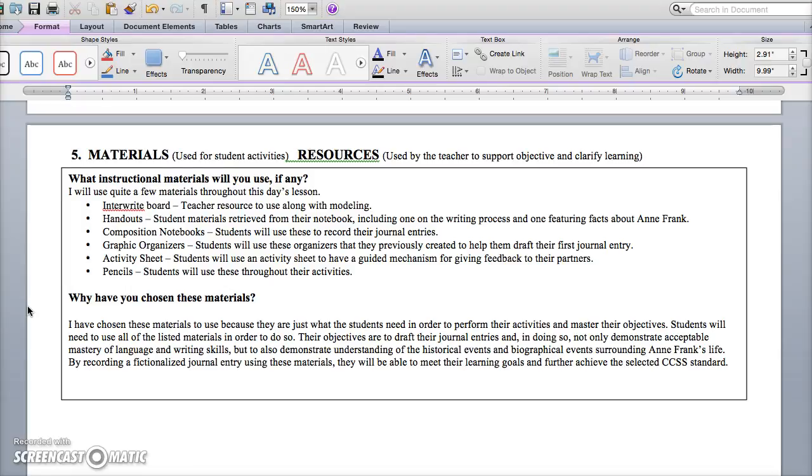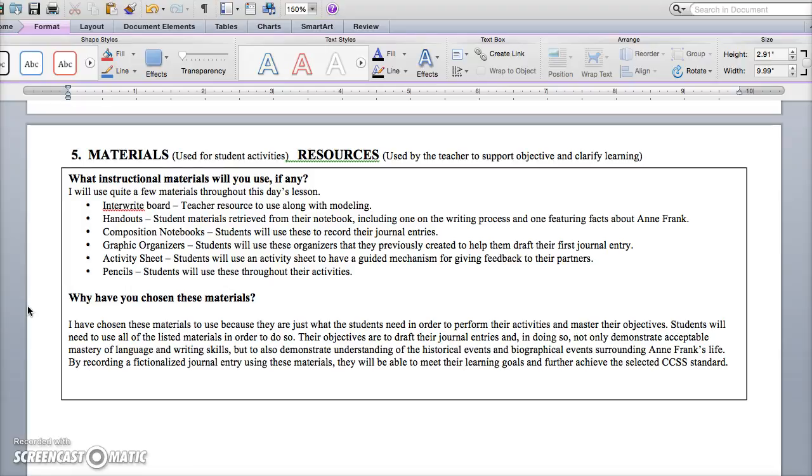Composition notebooks. Students will use these to record their journal entries. Graphic organizers. Students will use these organizers that they've previously created to help them draft their first journal entry. Activity sheet. Students will use an activity sheet to have a guided mechanism for giving feedback to their partners. Pencils. Students will use these throughout their activities.